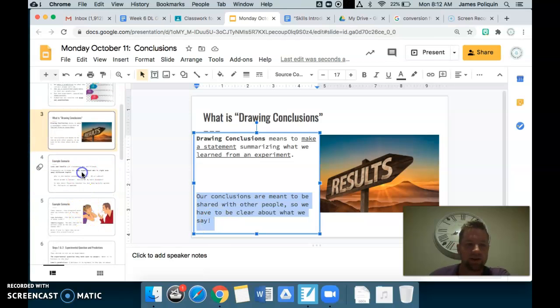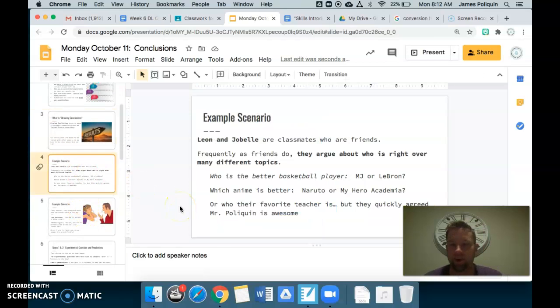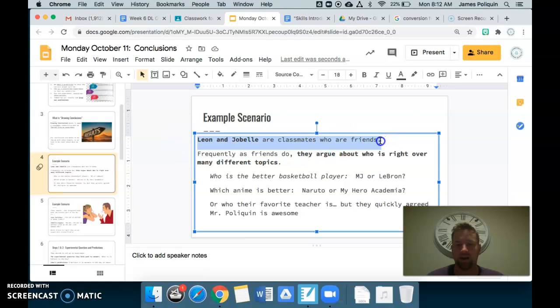All right, so here's an example scenario, okay? Leon and Jobel are classmates who are friends. So those are our two main characters, Leon and Jobel. Frequently, as friends do, they argue about who is right over several different topics. You know, one of them might be, who's the better basketball player? Michael Jordan or LeBron?